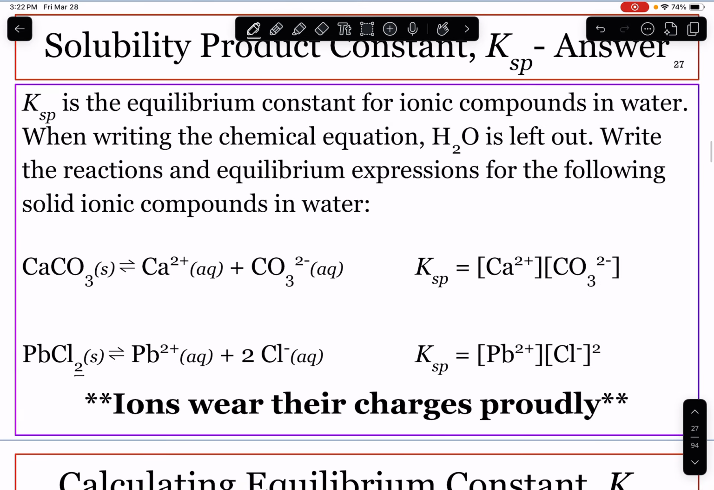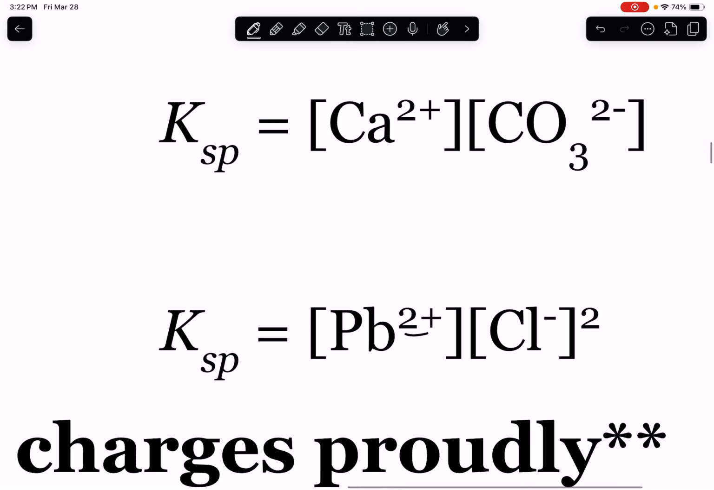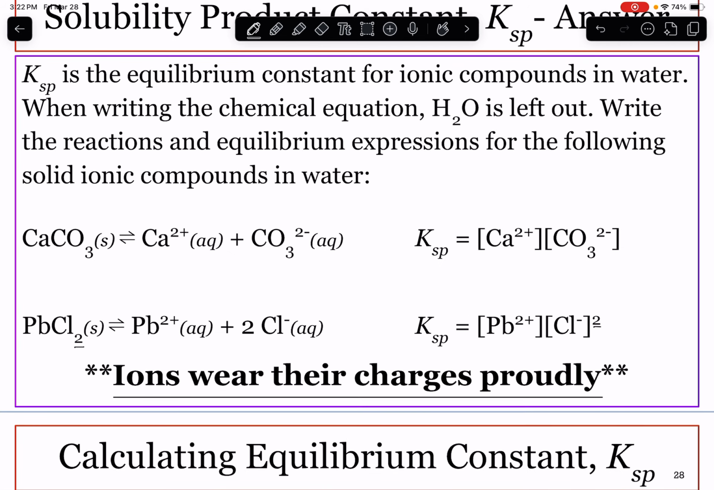If that already wasn't clear enough, let's say it again. Ions wear their charges proudly. Whenever an ion has a charge, it'll be listed in the chemical reaction and must also be listed in the KSP. Because the chloride has the coefficient of a 2, it gets the exponent of a 2 here.